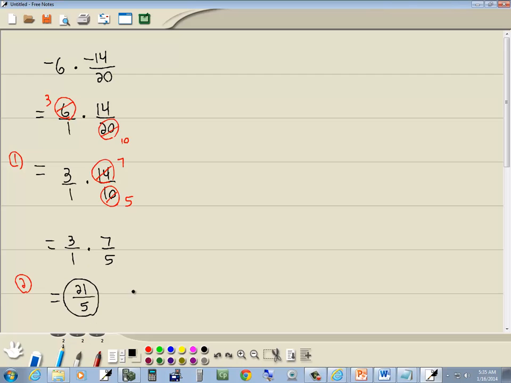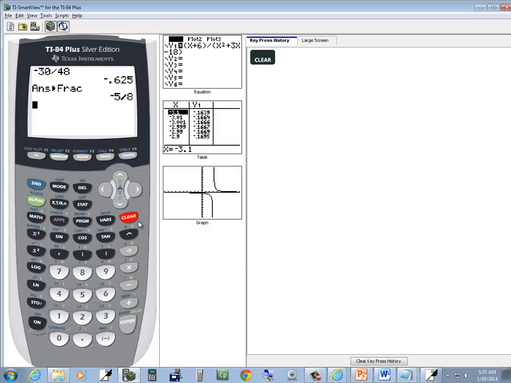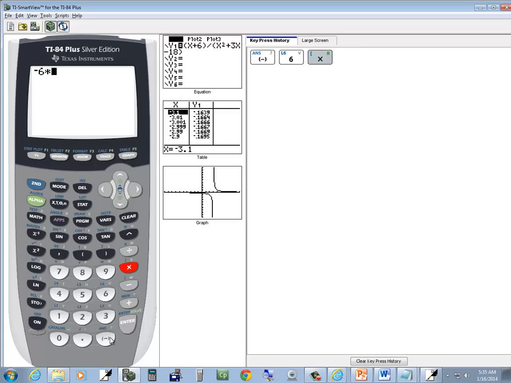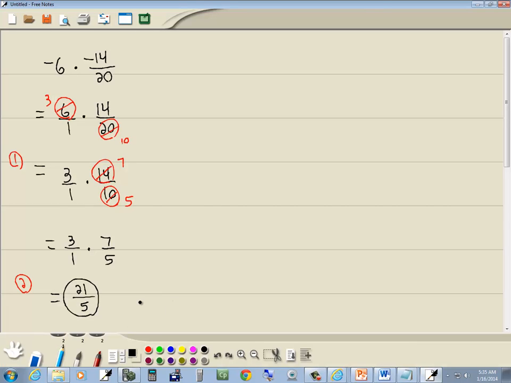Now let's take a look at this on the calculator. Okay, we've got negative 6. Now negative is the one on the very bottom row here. So I do negative 6 times negative 14 over 20. So I do negative 14 divided by 20. Enter, and then math, enter. And we get our 21/5. So 21/5 is our answer.